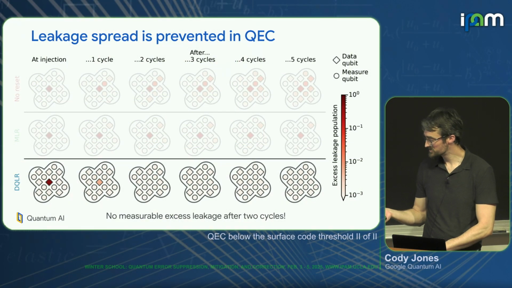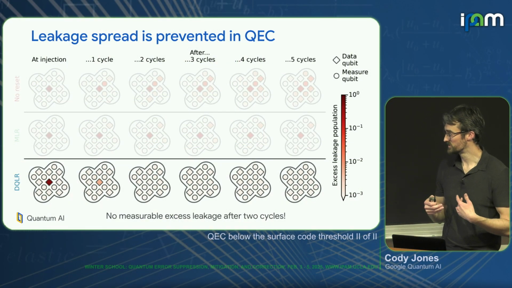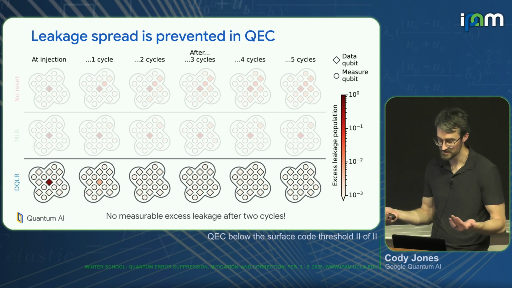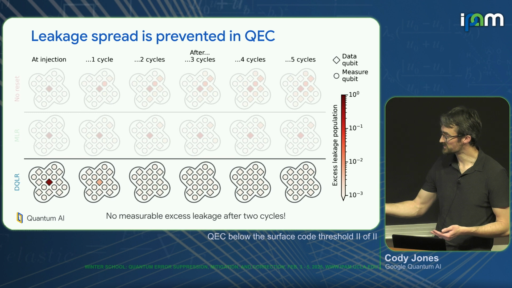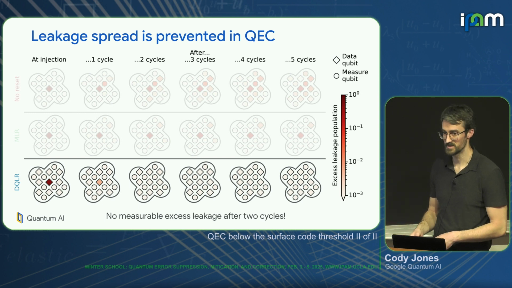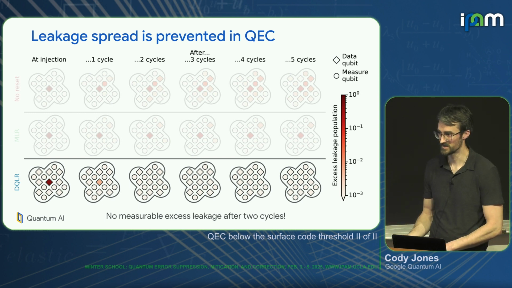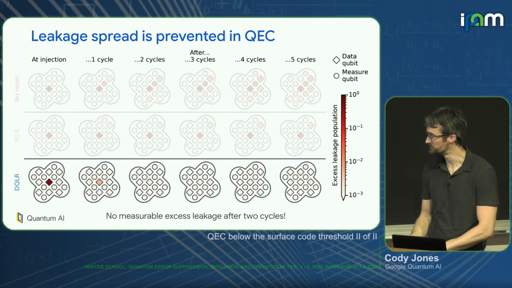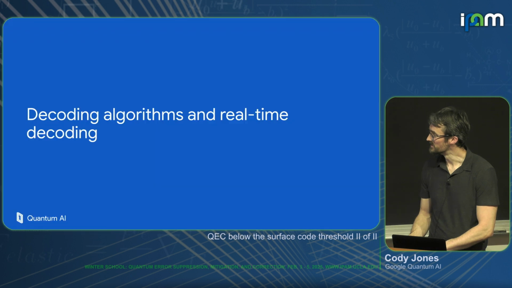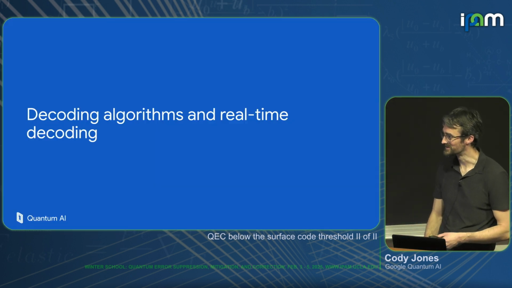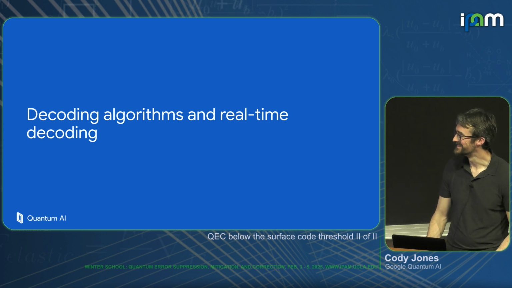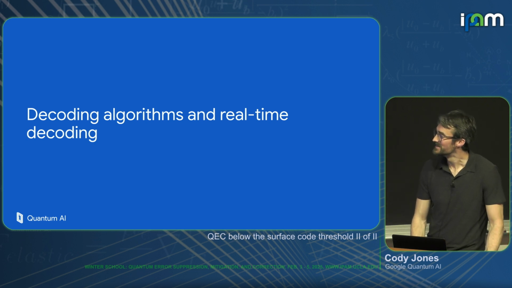So this is actually the conclusion, just saying that when we put up this net, if you will, that catches all the leakage, we are able to show that leakage is being removed pretty effectively from the system and suppressed to quite low levels while we're running error correction. All right, the next topic. We have some time. Decoding algorithms and real-time decoding.